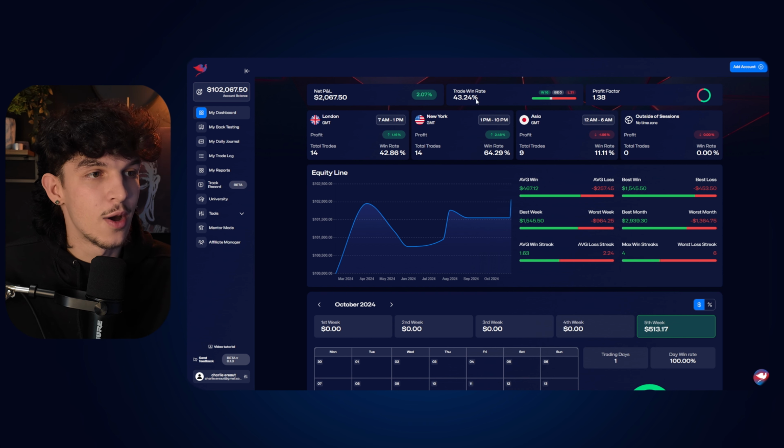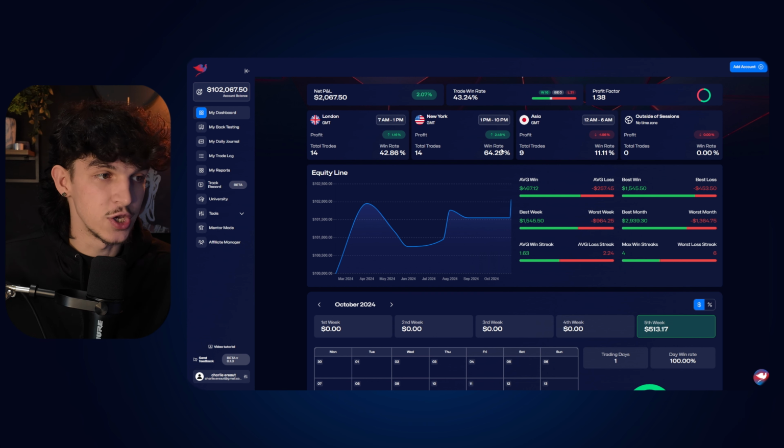So we have our net P&L overall here. We have our trade win rate here. We have our profit factor. And this is one of my favorite parts. So this is the London, New York, Asia, and outside sessions. This will tell you your win rate in the sessions that you are trading. So as you can see, New York session has a much higher win rate than London. So maybe I should trade more in the New York session.